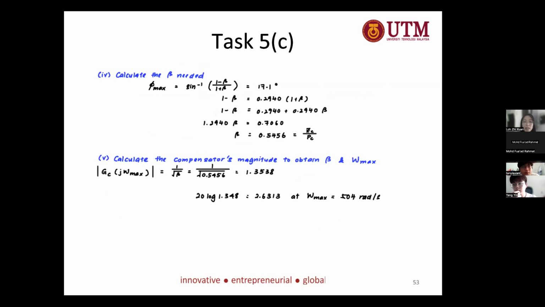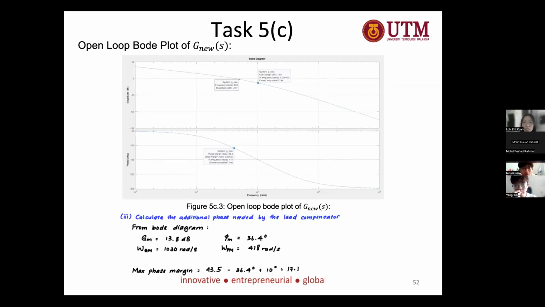Then we managed to find the beta needed, which is 0.5. Using this beta, we find the compensator magnitude, and we get 2.6. In the previous slide, we can see that when it is 2.6, our omega max is 564. So, next slide.